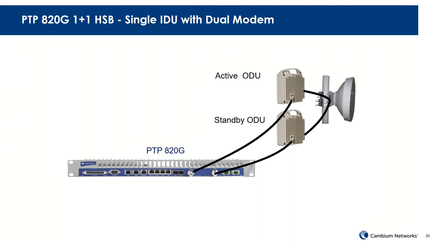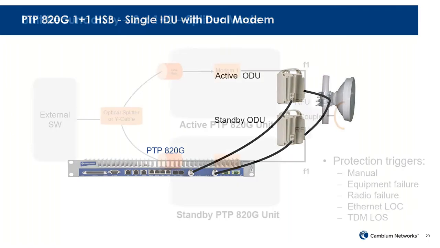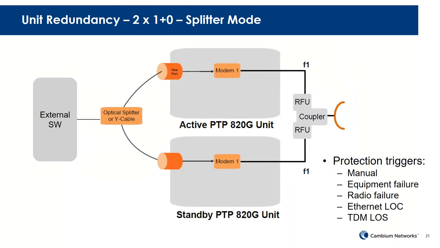And it's good because climbing a tower is always expensive, right? So let's say if something goes wrong, you don't have to climb the tower. The A20G just triggers the failover from the active ODU to the standby ODU. Okay, so that's one. But the problem with this solution is that the PTP A20G itself is not hot standby, so you still have a single point of failure, right? But you can also achieve unit redundancy with A20G.